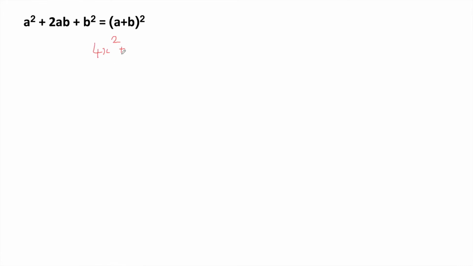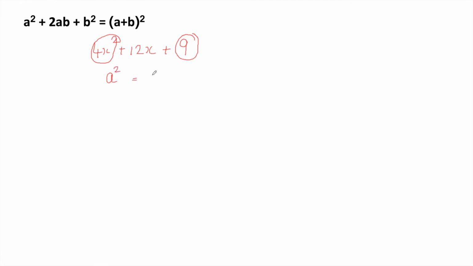4x square plus 12x plus 9. 3 terms are here in this polynomial, and consider the first and last term. If the first and last terms and all the terms are positive, we can relate this to the identity a square plus 2ab plus b square is equal to (a plus b) the whole square. Now we can check what a and b are.